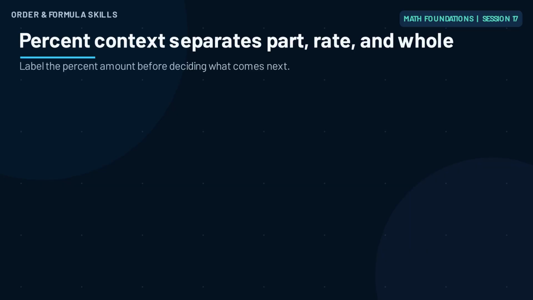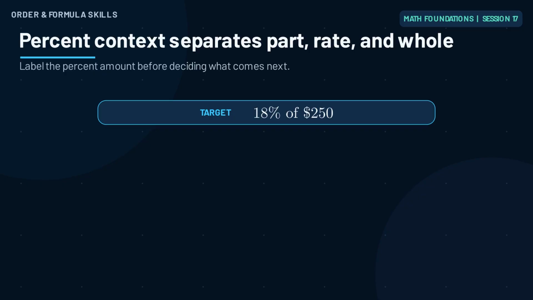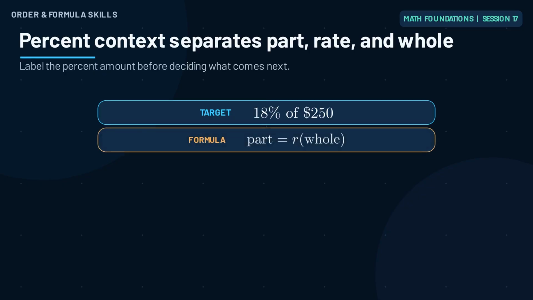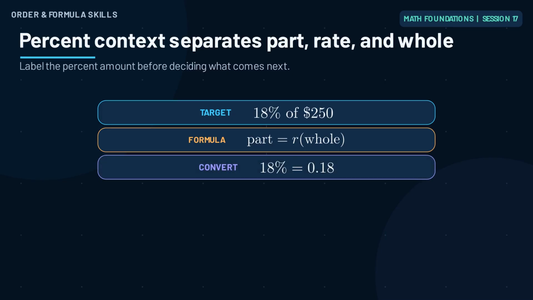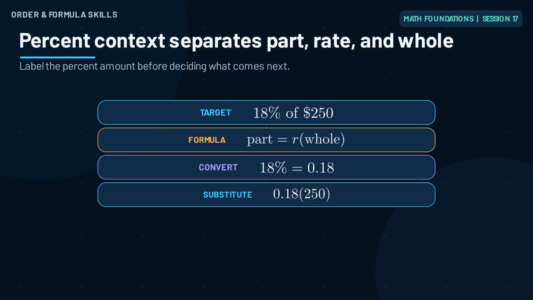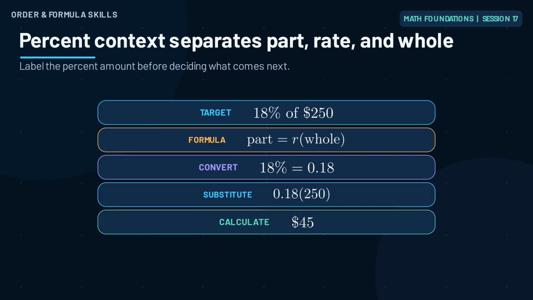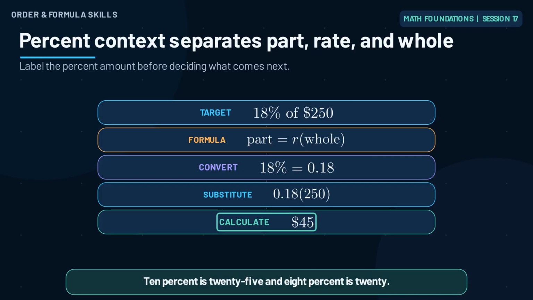Percent context usually separates a part, a whole, and a rate. Find 18% of $250. Percent amount equals decimal rate times the whole. Write 18% as 0.18. Multiply 0.18 by 250. The percent amount is $45. 45 is the part, not automatically the final price. 10% is 25, and 8% is 20, totaling 45. Label percent amount and final total separately.